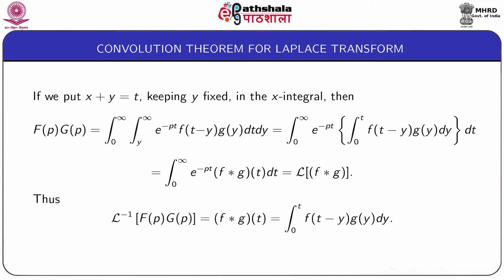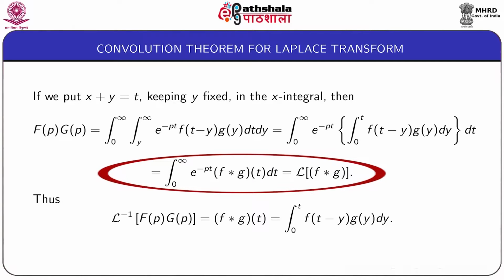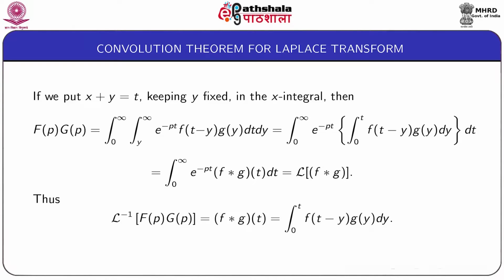Now the inner integral is the convolution of small f and small g, so we can write this as the integral from 0 to infinity of e to the power minus pt (f star g)(t) dt, and this, according to the definition of Laplace transform, is the Laplace transform of the convolution function f star g. So, we get from here capital F(p) into capital G(p) is equal to the Laplace transform of f star g.